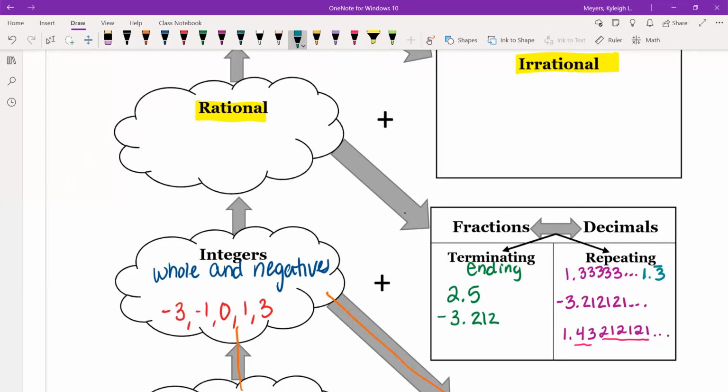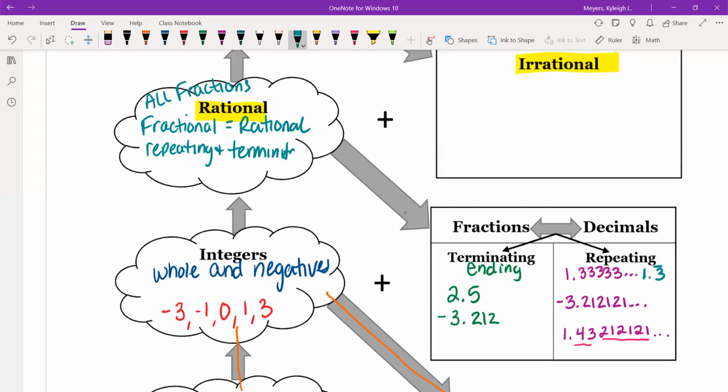But fractions are important. All fractions, fractional equals rational. That's kind of how I try to remember it. All fractions, no matter what, are rational. And repeating and terminating decimals.